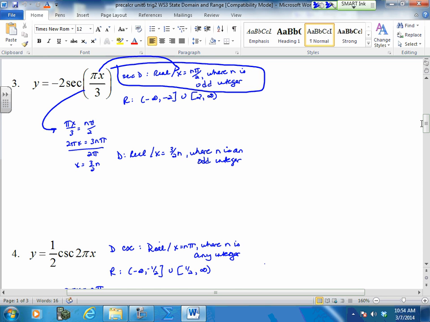Now, your domain changed and your range changed because of this. Your amplitude is not negative 2. Remember, your amplitude is always positive. The negative is a reflection. But your amplitude is now going, your cosine's going from 2 to negative 2. Therefore, your secant goes from negative infinity to negative 2 and from 2 to infinity. Yeah? Okay? Is this making sense?